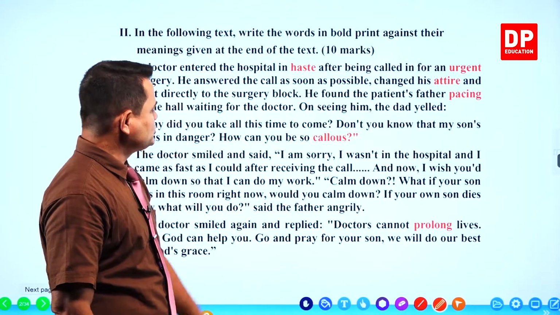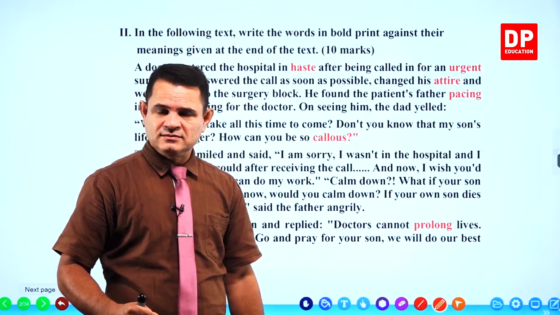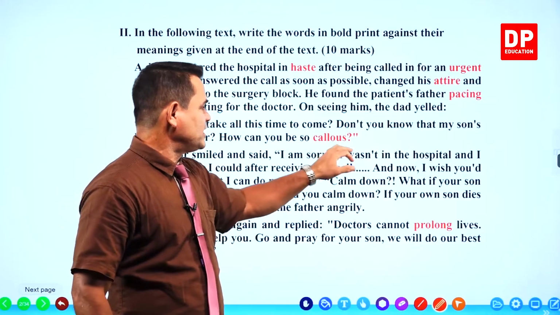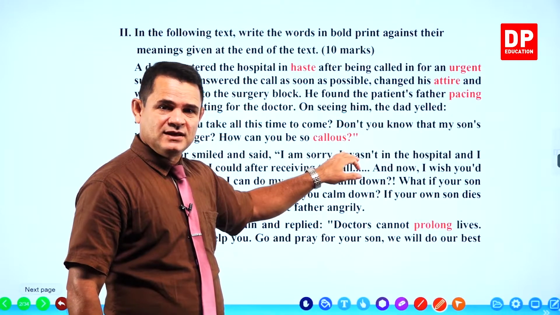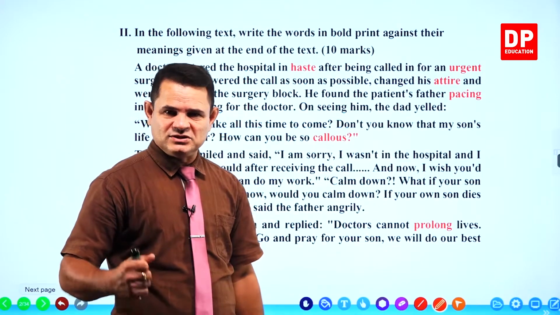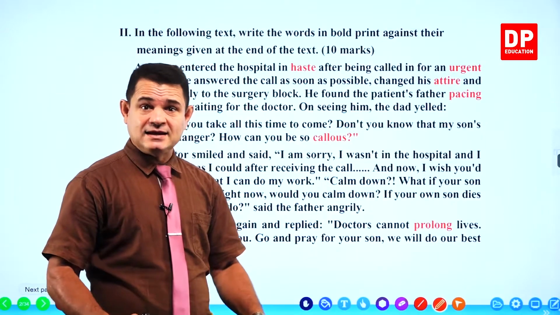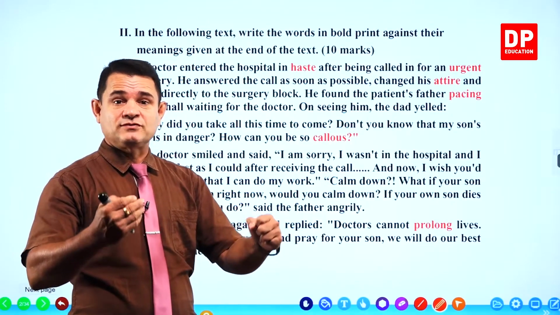How can you be so callous? Now you can guess the meaning of this word, callous. Very cruel. Then father angrily told or asked the doctor.